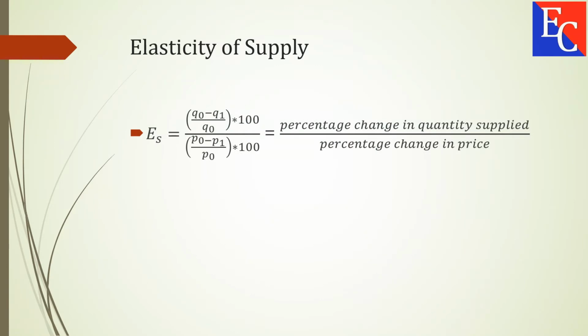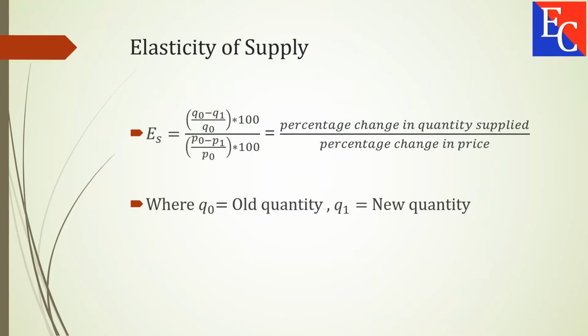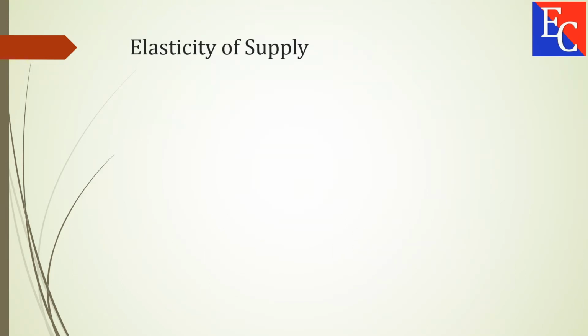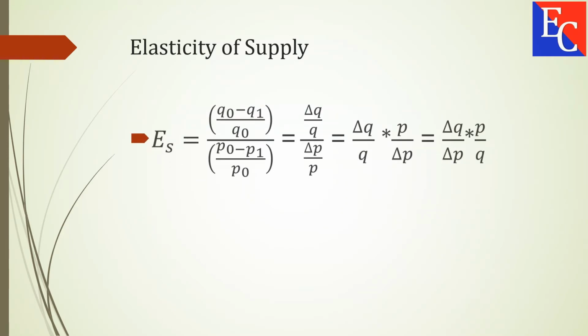Percentage change in quantity supplied is represented as Q0 minus Q1 divided by Q0 into 100. Percentage change in price is shown as P0 minus P1 divided by P0 into 100. Where Q0 is old quantity, Q1 is new quantity, P0 is old price, P1 is new price. Q0 minus Q1 is equal to change in Q, P0 minus P1 is equal to change in price.